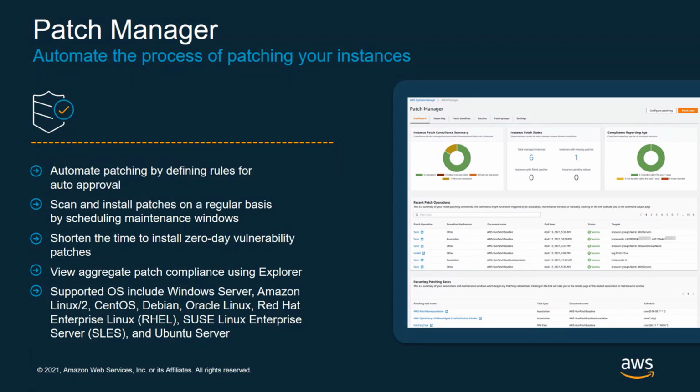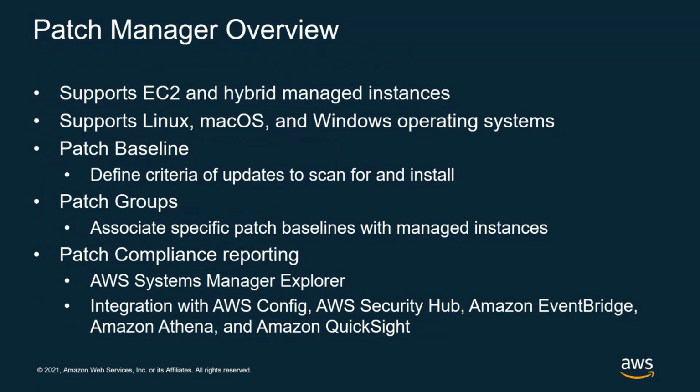And then if we want to expand this across our entire AWS organization, we can aggregate the data using Systems Manager Explorer to have a more holistic view across the entire environment. But to go into a little bit more detail around Patch Manager, like I mentioned, Patch Manager supports both EC2 instances and hybrid managed instances, which can be servers or VMs in an on-premise environment.